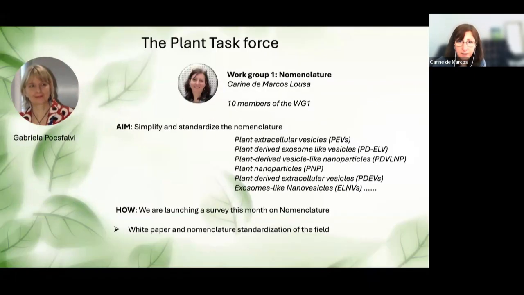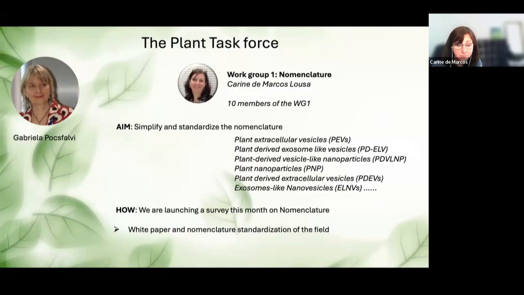That's the plan. Nothing has been set up yet into motion, but this is the plan we are doing. I am currently leading working group 1, which is on nomenclature, because if you look at the plant extracellular vesicle and plant-derived vesicle literature, you will find many different terms. Among those, you will find plant extracellular vesicles, PEVs, plant-derived exosome-like vesicles, PDALVs, plant-derived vesicle-like nanoparticles, plant nanoparticles, plant-derived extracellular vesicles, or exosome-like nanovesicles. So all this is confusing to the field.